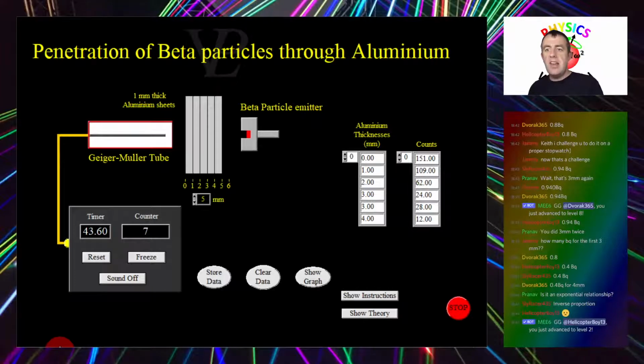Pranav says, is it an exponential relationship? Well, you tell me. Sly reckons it might be an inverse proportion, so you disagree with each other there.